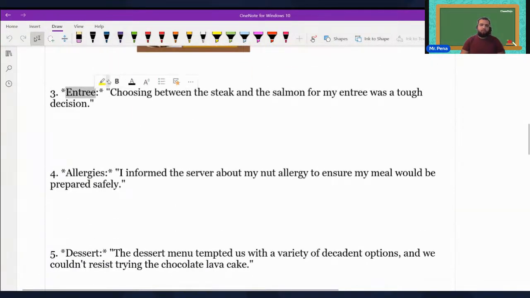Our next word is entree. Entree. Choosing between the steak and the salmon for my entree was a tough decision. Choosing between the steak and the salmon for my entree was a tough decision. Now you say it.